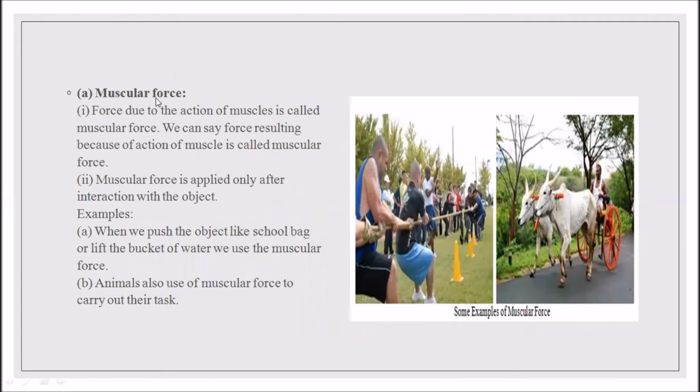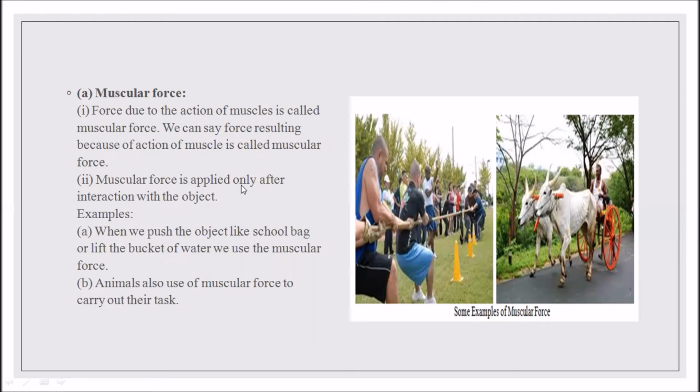Muscular force. Force due to the action of muscles is called muscular force. This is also a contact force. We can say it is force resulting because of the action of muscles. This is tug of war. All are applying force. They are using their muscles to pull this rope. Pulling is a force, but which type of force is this? Muscular.